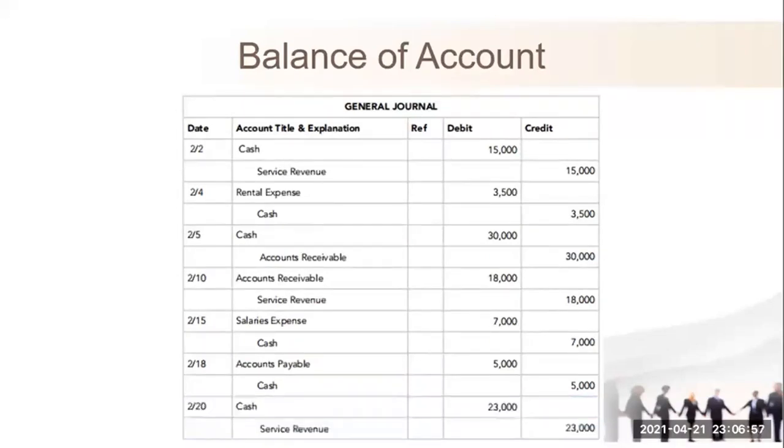And last naman, cash and service revenue. For example, meron tayong customer and then na-provide natin yung service natin. So, nagbayad siya ng cash. Hindi na siya nangutang, kumbaga, kagaya nitong nasa February 10, no? Yan, accounts receivable, service revenue. Yung ginawa niya, nakabayad agad siya ng cash. So, cash and then service revenue.